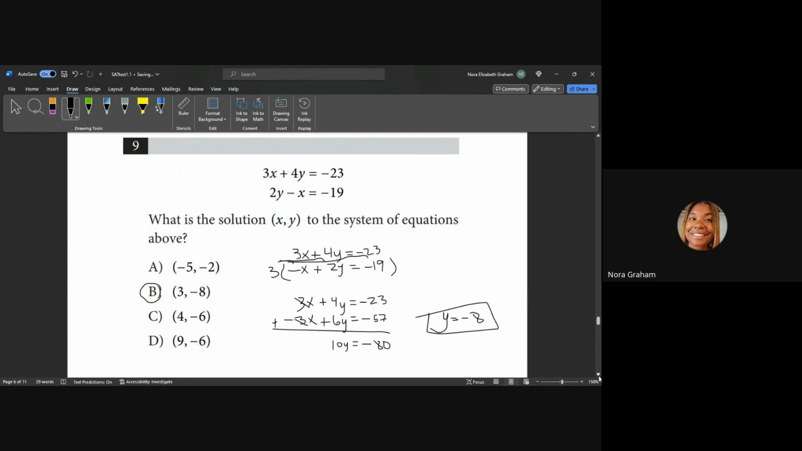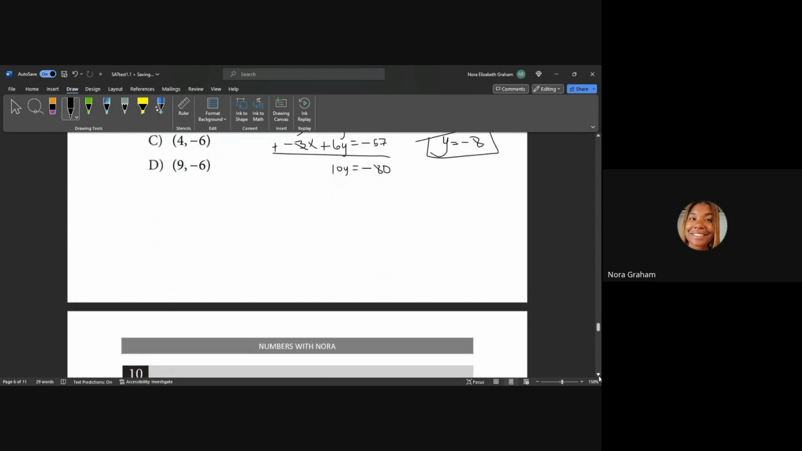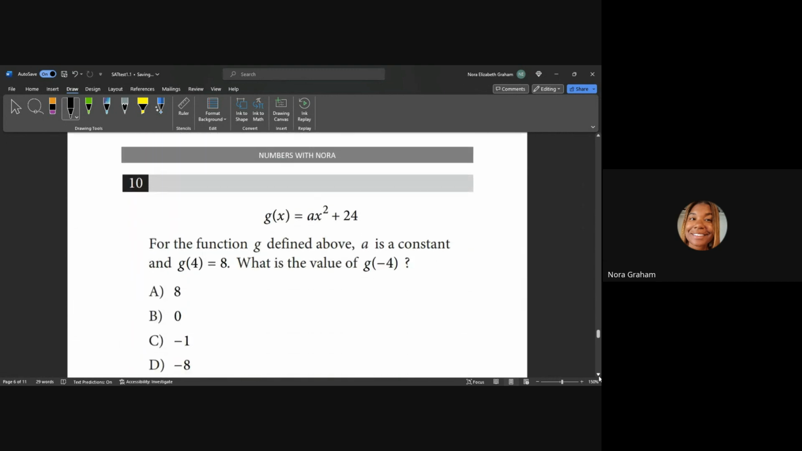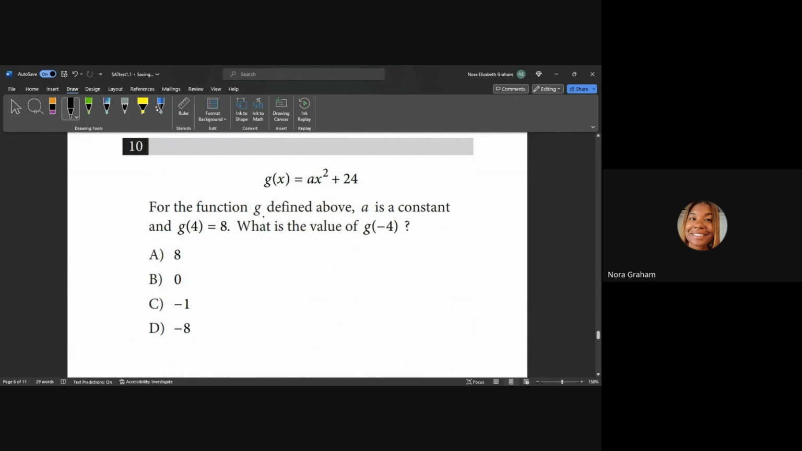All right, let's do our last one, which is 10. For this one, the function g defined above, a is a constant and g of 4 equals 8. What is the value of g of negative 4? Our first step is to find that a, our constant. We can do that because g of x is equal to 8 when my x is equal to 4.